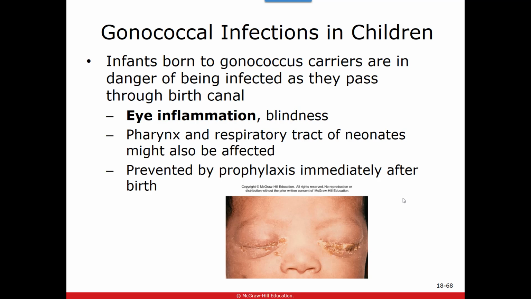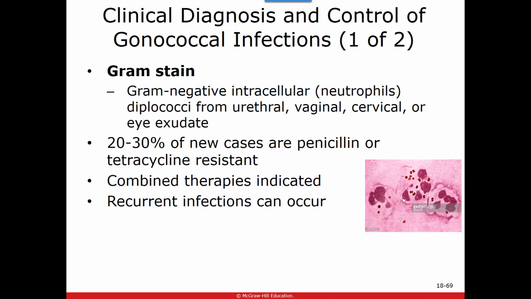We know it's cocci shaped, and we know they like to hang out in pairs. We also know they like to hang out inside of neutrophils. We know that some of our neutrophils like to eat them, but these bacteria figured out a way to not get broken down. And so underneath the microscope, we can actually see some of these bacteria inside of our white blood cells. That's a huge diagnostic tool right there.